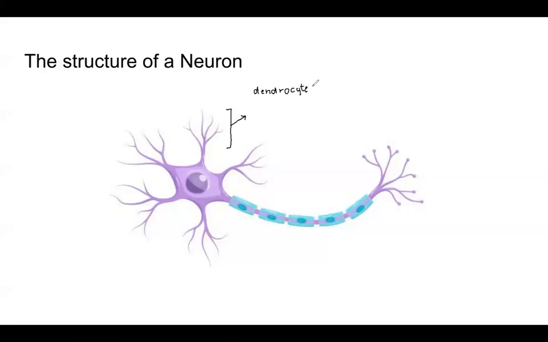So what is a dendrocyte? A dendrocyte is the receiving end of information. So let's write that out. Receiving end of information. All right. So each one of these dendrocytes receives information from the axon.